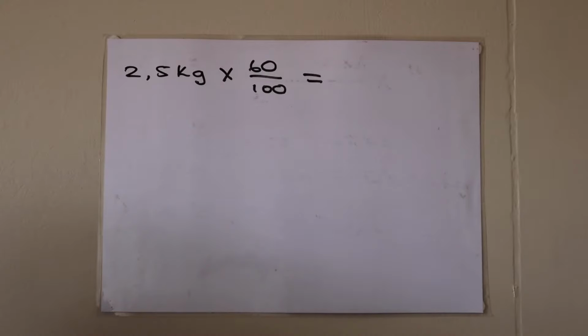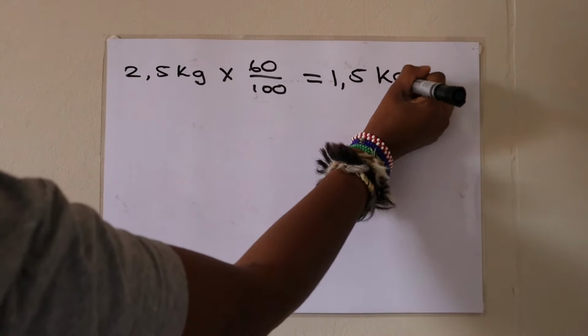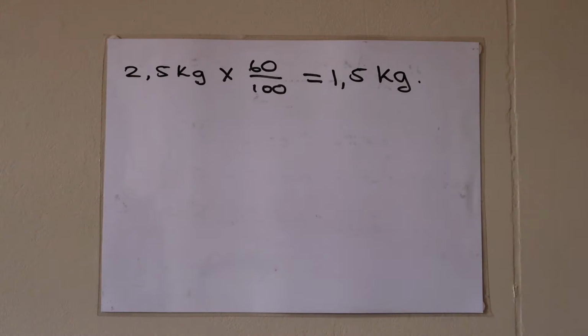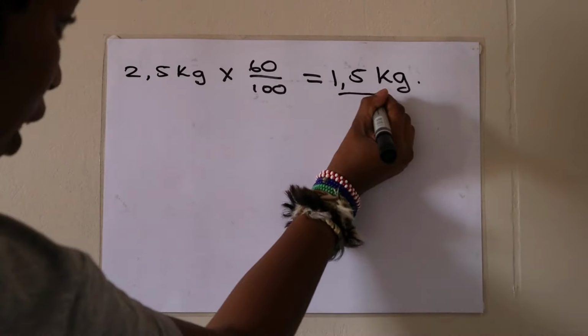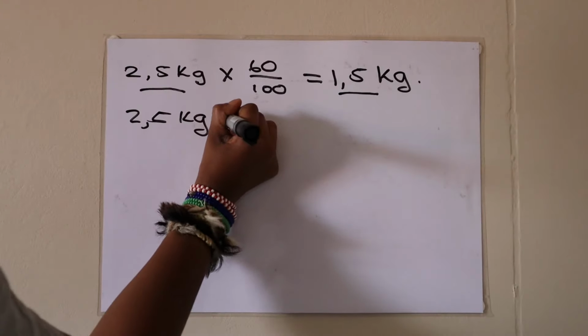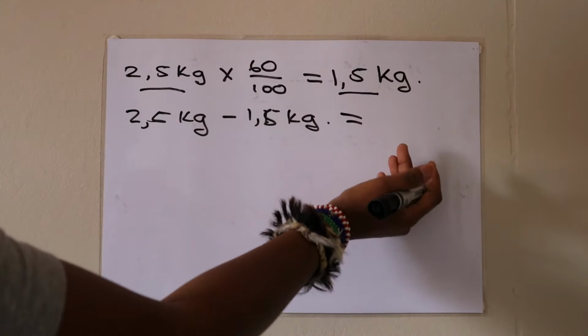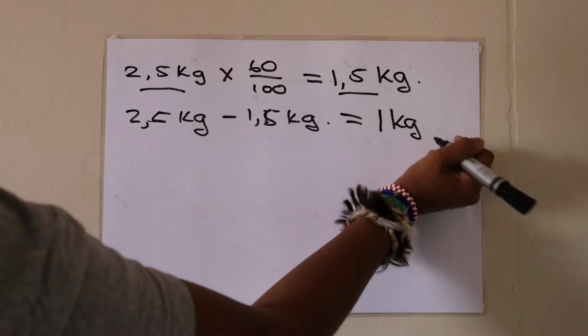So 2.5 by 60 divided by 100, or 0.60, right? So that is 1.5 kgs. Fine, right? Then what we need to do is to subtract the moisture content from the total, right? So this is 2.5 kgs minus 1.5 kgs. Then what do we get there? Very simple. So we get 1 kg of the dry matter of the lucine, right?